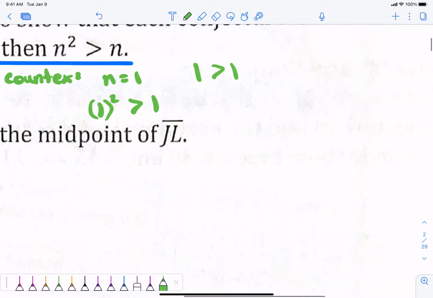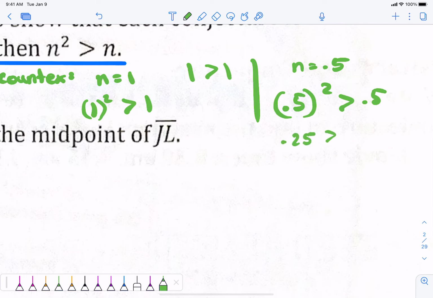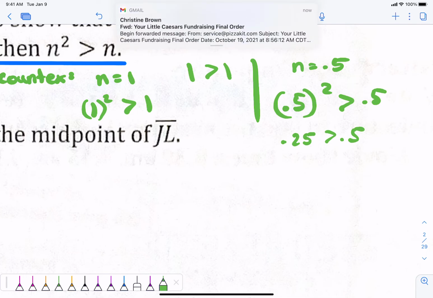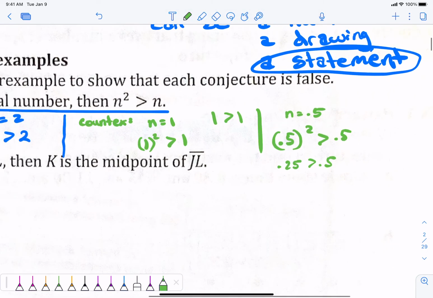We also did another counterexample this morning, where let's say n is 0.5, right? If I take 0.5 and square it, what is 0.5 squared? Or what's half of 0.5? It's 0.25. Is 0.25 greater than 0.5? No, right? You only have to provide one counterexample, because if you provide one, then we're saying that that's no longer a true statement, okay? But I just gave you two so that you can see that. So only one counterexample is needed to prove it false, okay?